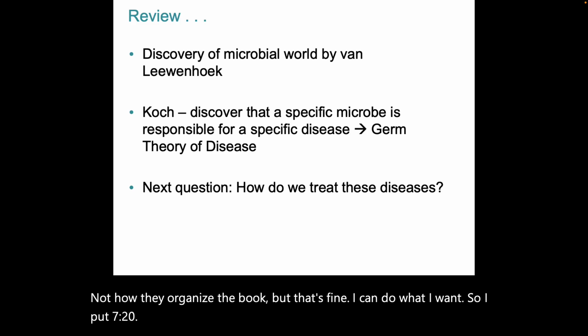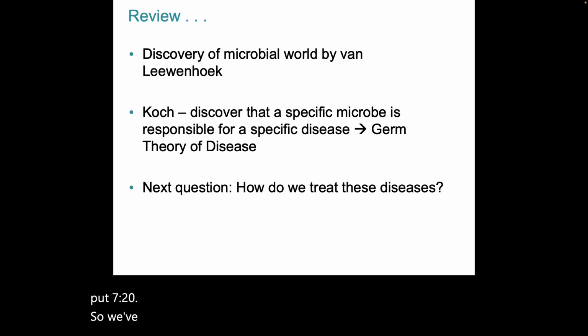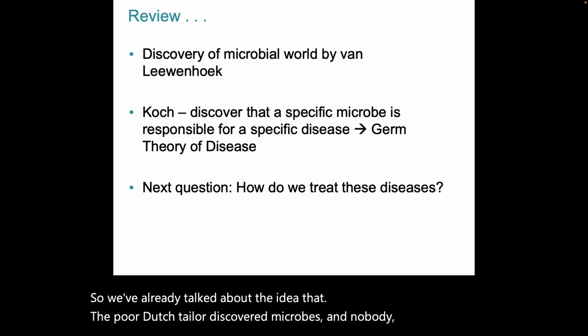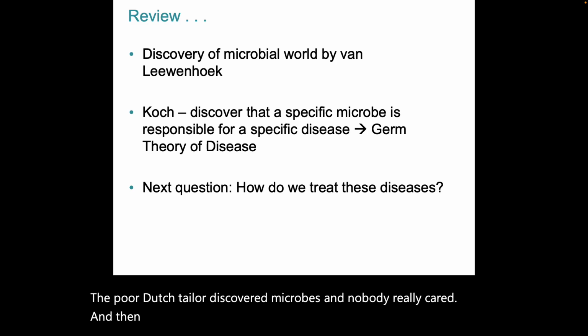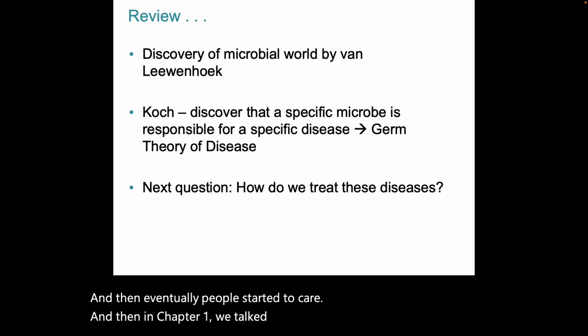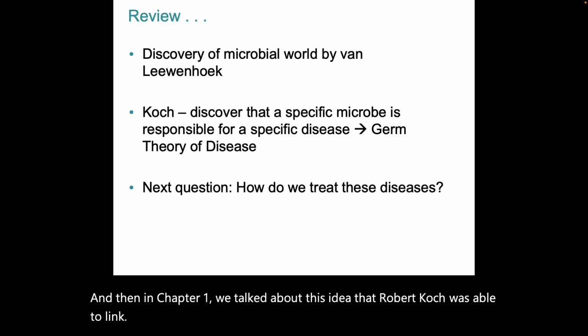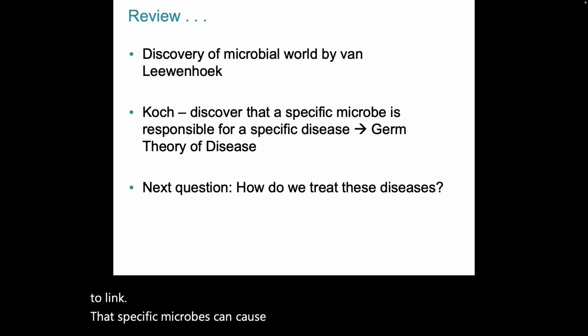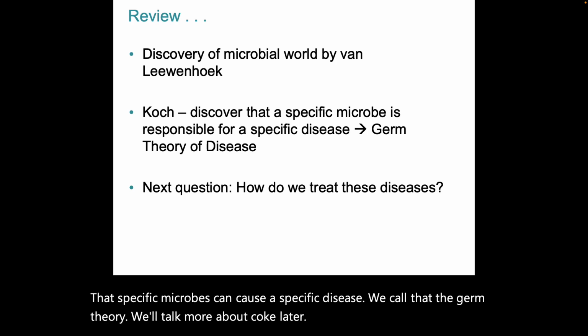So we've already talked about the idea that the poor Dutch tailor discovered microbes and nobody really cared. And then eventually people started to care. And then in chapter 1, we talked about this idea that Robert Koch was able to link that specific microbes can cause a specific disease. We call that the germ theory. We'll talk more about Koch later. But now the question is, how do we treat diseases?